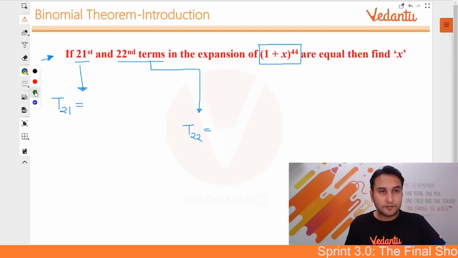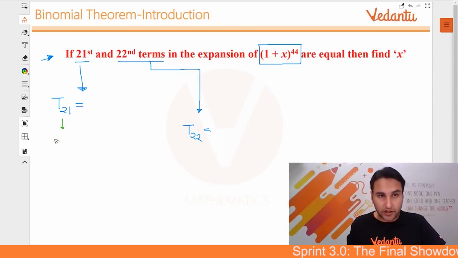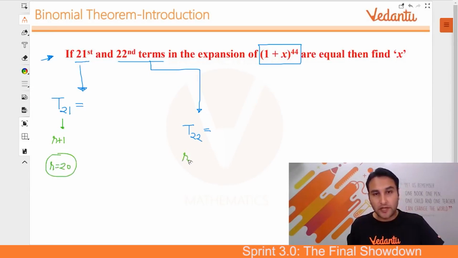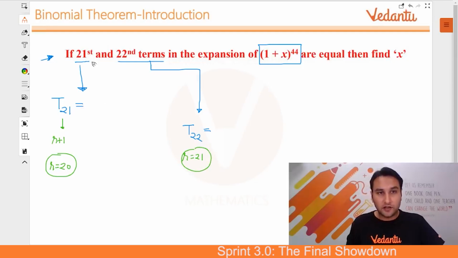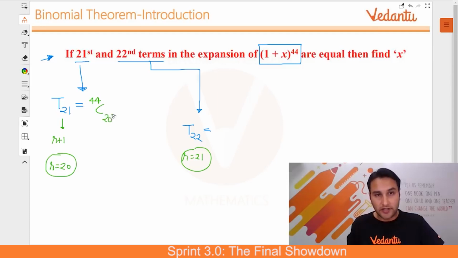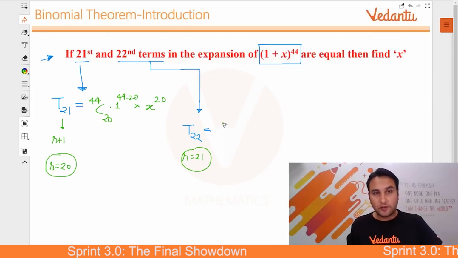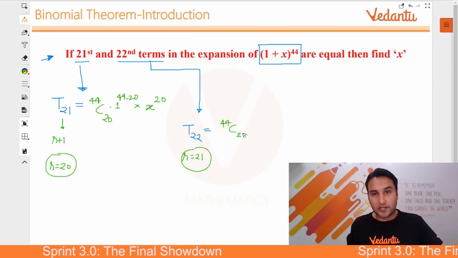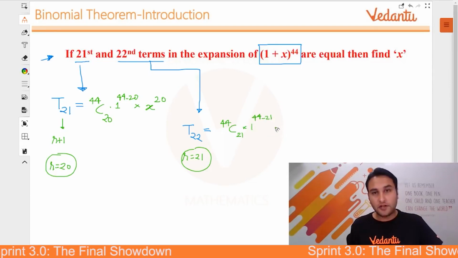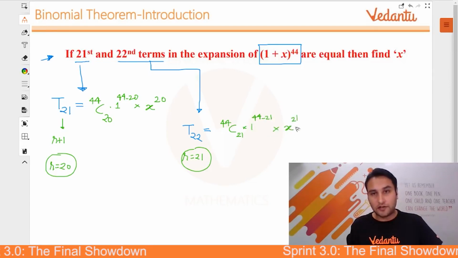What will it be? T21. Remember here, what will r be? R plus 1 is 21. It means r is 20. Similarly, what will be the r here? R here will be 21 in the formula. So this is 44C20 into 1 raised to power 44 minus 20 multiplied by x raised to power 20. Similarly, this will be 44C21 into 1 raised to power 44 minus 21 multiplied by x raised to power 21.